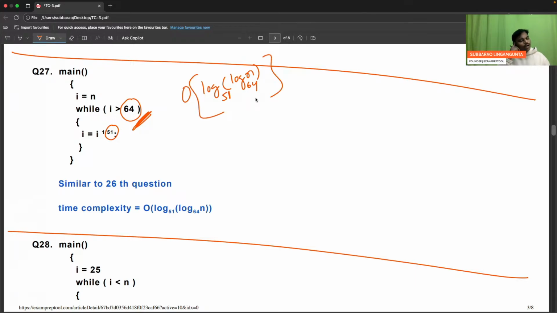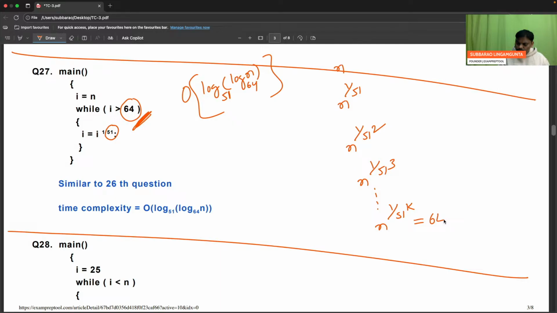Inner one is 64, outer one 51. If you want, you can do proof also. Whatever way I did over, you can do here also. Some people are asking, sir, how, sir? Can you see this one? N first. Next one, n power 1 by 51. Next one, n power 1 by 51 square. Next one, n power 1 by 51 cube. Continue. N power 1 by 51 whole power k, decreasing, almost equal to 64.